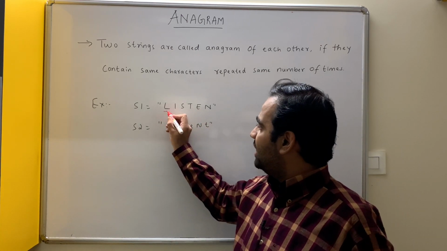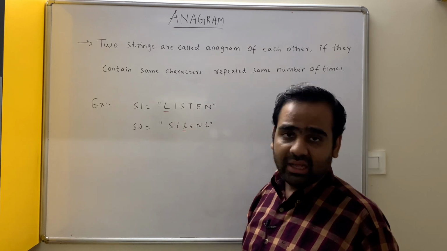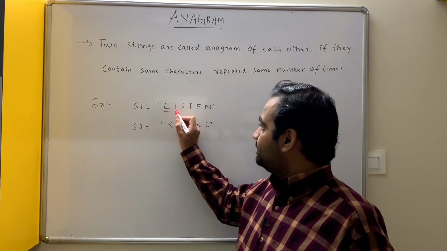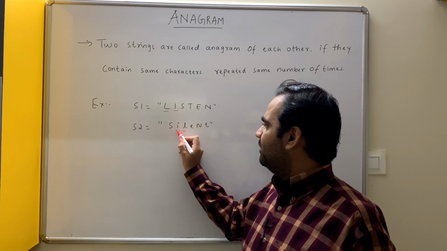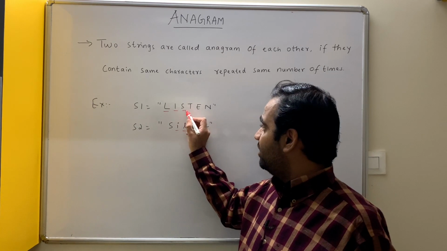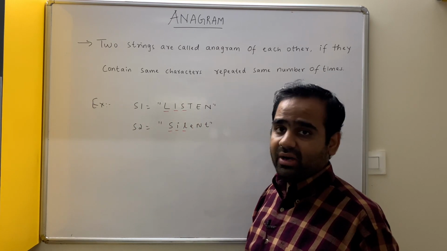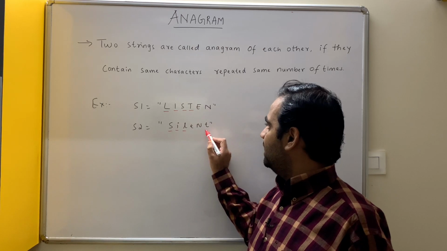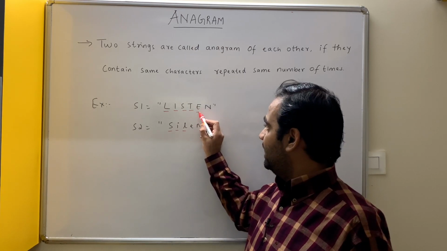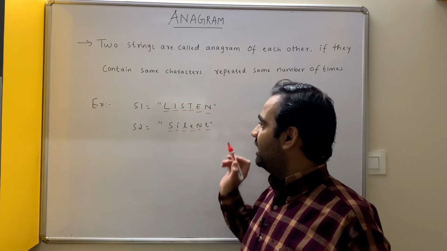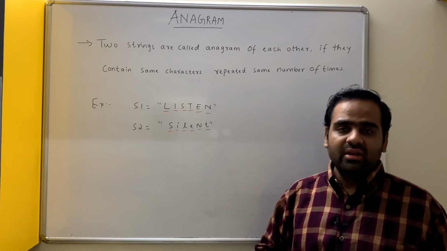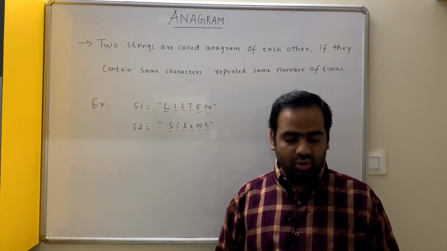Here L is appearing one time, and L is appearing one time. We will ignore the case. I is appearing one time, I is appearing one time. S is appearing one time, S is appearing one time. T is appearing one time, T is appearing one time. E, E, N and N. Therefore, listen and silent are called anagrams of each other.